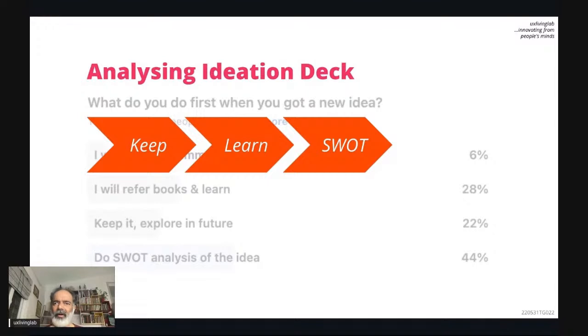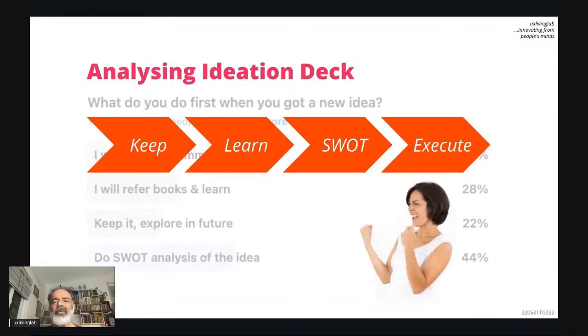Don't do it immediately. Take time, learn it. After you get clarity on that idea, first the idea generator, the idea owner, should get clarity on that idea, then do the SWOT analysis. During the SWOT analysis, get help from others, experts. If you feel that you are an expert, you can do that, but double check your knowledge level, then do the SWOT analysis. Then execute. Look into this process: keep, learn, sort, execute. That is a winning point.